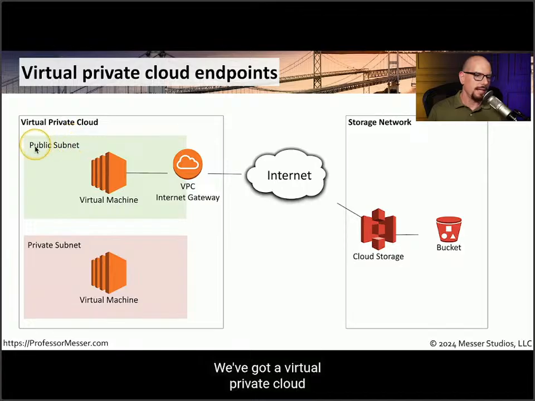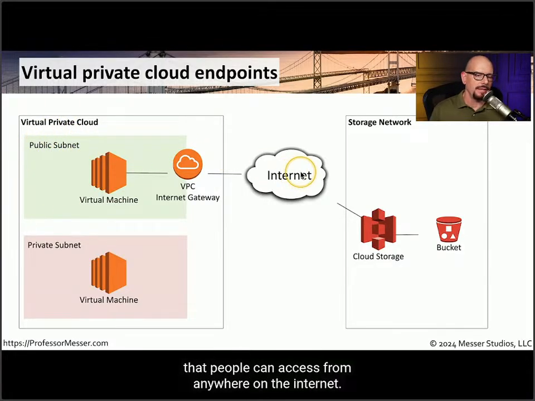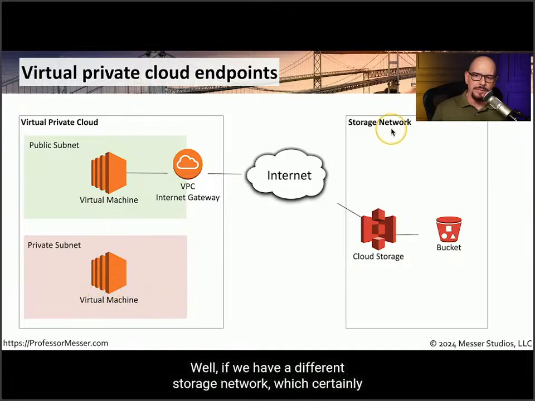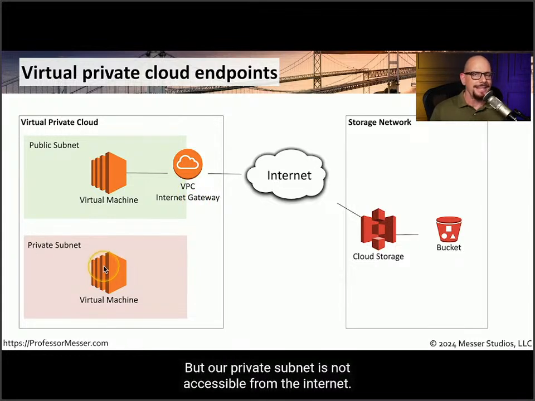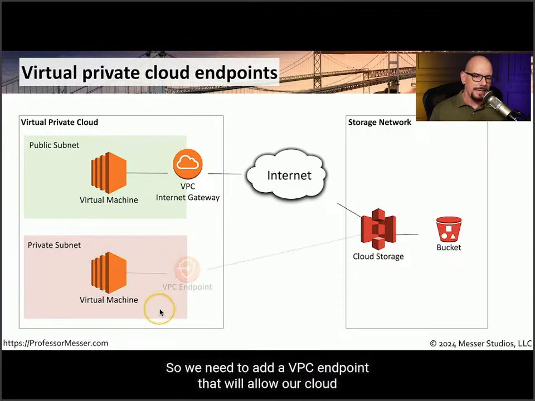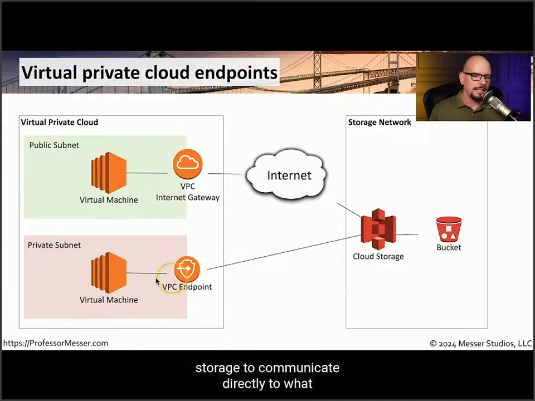We've got a virtual private cloud with a public subnet for public applications that people can access from anywhere on the internet. We also have a private subnet on this same cloud provider where we have a private virtual machine. Well, if we have a different storage network, which certainly could be at a different cloud provider, that cloud storage can easily connect to the public subnet over the existing internet and using a VPC internet gateway. But our private subnet is not accessible from the internet, so we need to add a VPC endpoint that will allow our cloud storage to communicate directly to what is a private subnet and virtual machine.